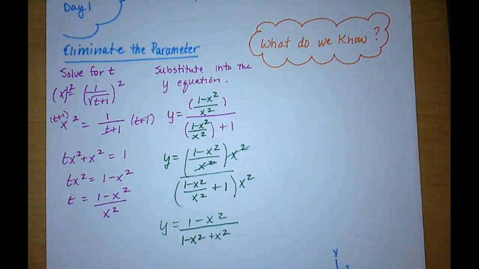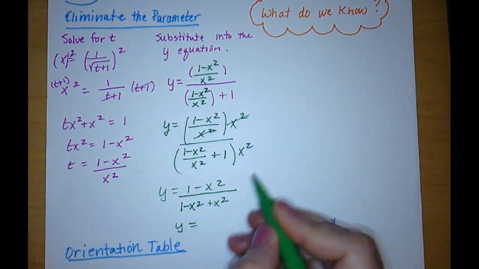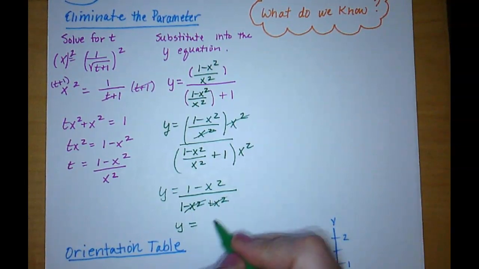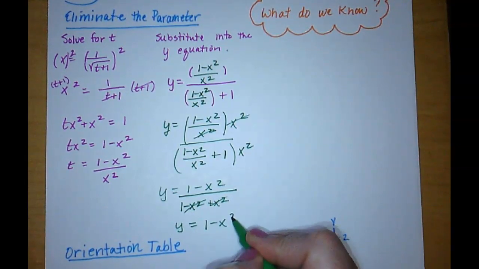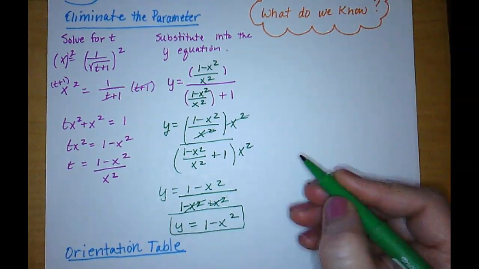So hopefully you can pretty easily see that your rectangular equation is going to be y equals 1 minus x squared over 1, because those are going to cancel, or just 1 minus x squared. And so there is your rectangular equation.